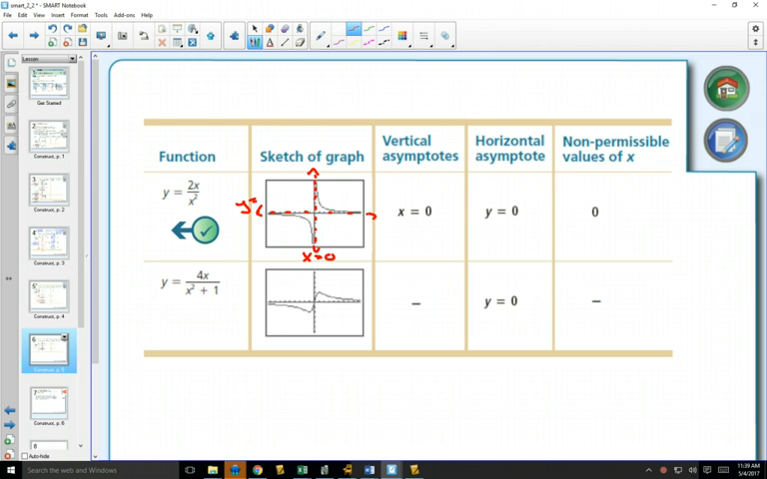Fourth one, horizontal asymptote at y equals 0. The fifth one, horizontal asymptote at y equals 0.